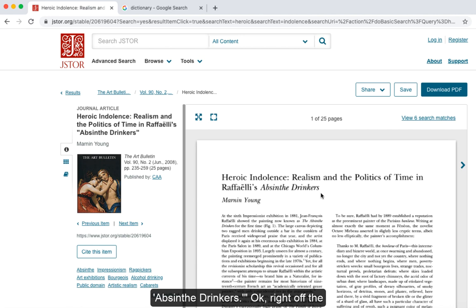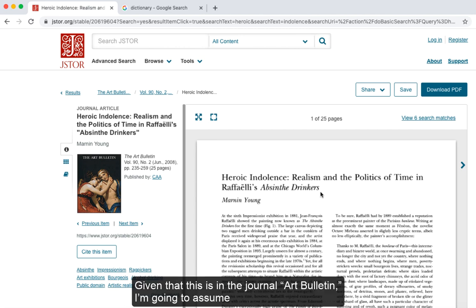Okay, right off the bat, I notice that Absinthe Drinkers is in italics. Given that this is in the journal Art Bulletin, I'm going to assume that this is a work of art and that Raffaelli is the artist. Another good thing to do here would be to look up the artwork and the artist online to get some more background info.